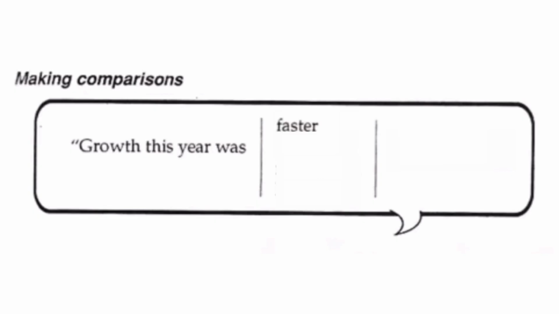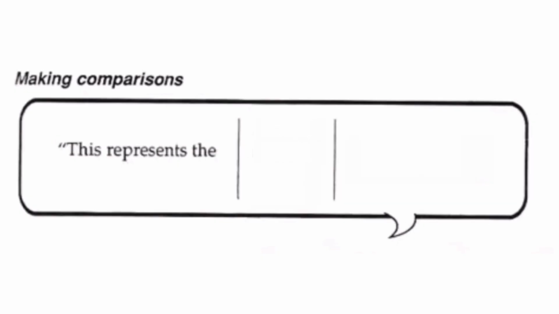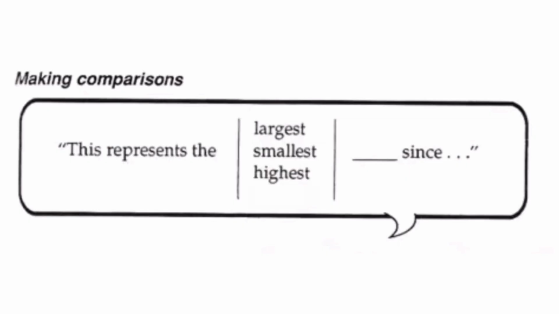Making comparisons. Growth this year was faster than in. Growth this year was slower than in. Growth this year was more rapid than in. Growth this year was less rapid than in. This represents the largest since. This represents the smallest since. This represents the highest since. This represents the lowest since. Examples.